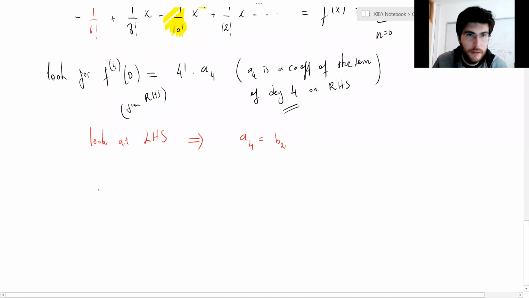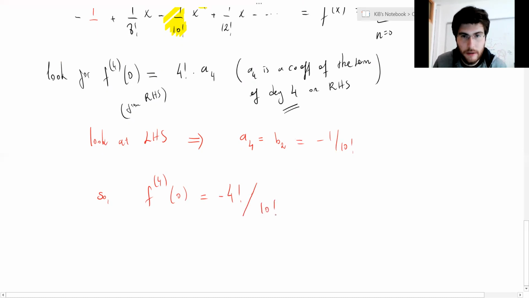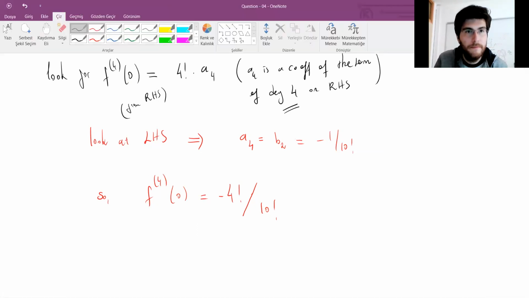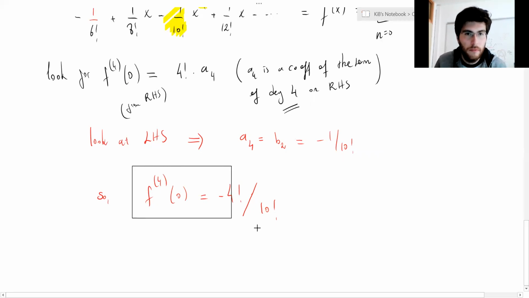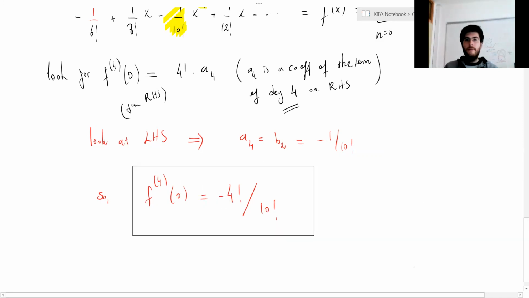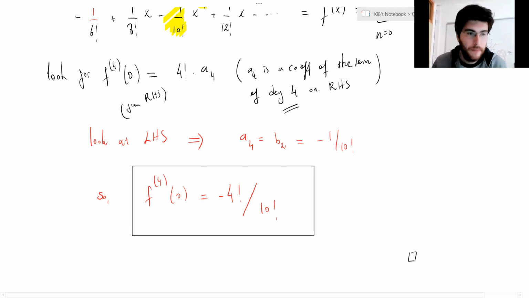So therefore, the fourth order derivative of f is equal to 4 factorial times b2, which is just minus 1 over 10 factorial. Okay, that's all. Okay, fine. So be careful how you compare the left-hand side and the right-hand side. Okay, next problem.